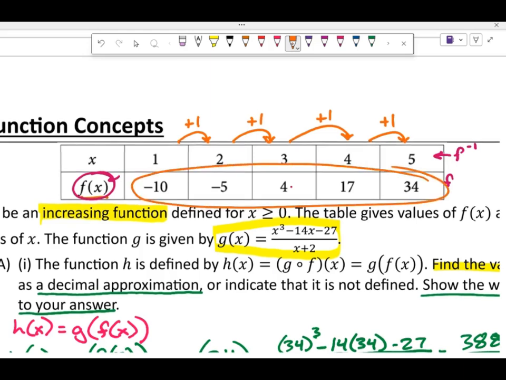First off, are those multiplicative? Are we multiplying by the same thing? Let's look from 10 to negative 10 to negative 5. What would I multiply negative 10 by to get negative 5? 1/2, right? So negative 10 times 1/2 is negative 5. But is negative 5 times 1/2 equal to 4? No. So is this exponential? No, because it's not proportional. So now it's either linear or quadratic.